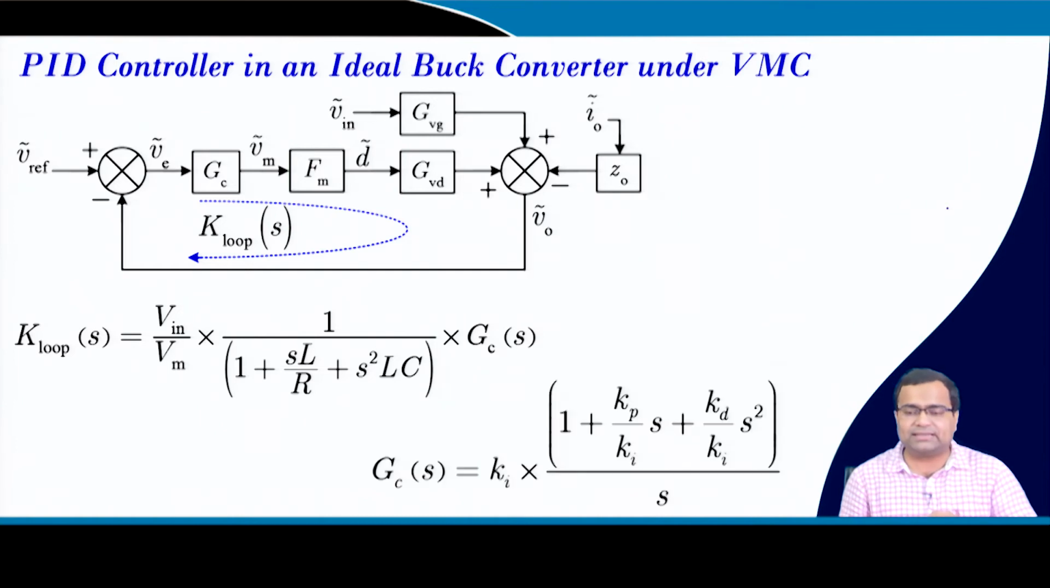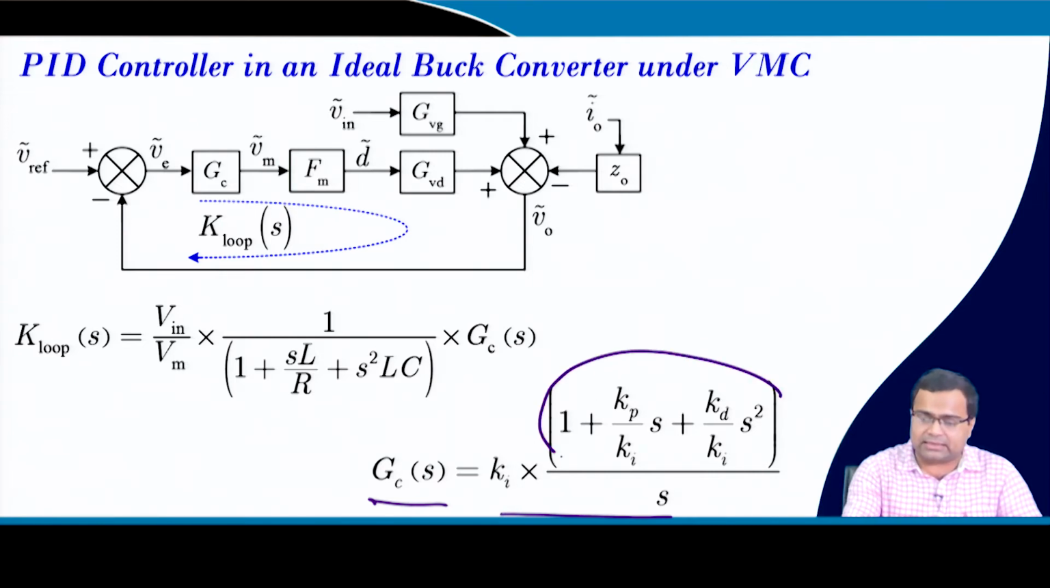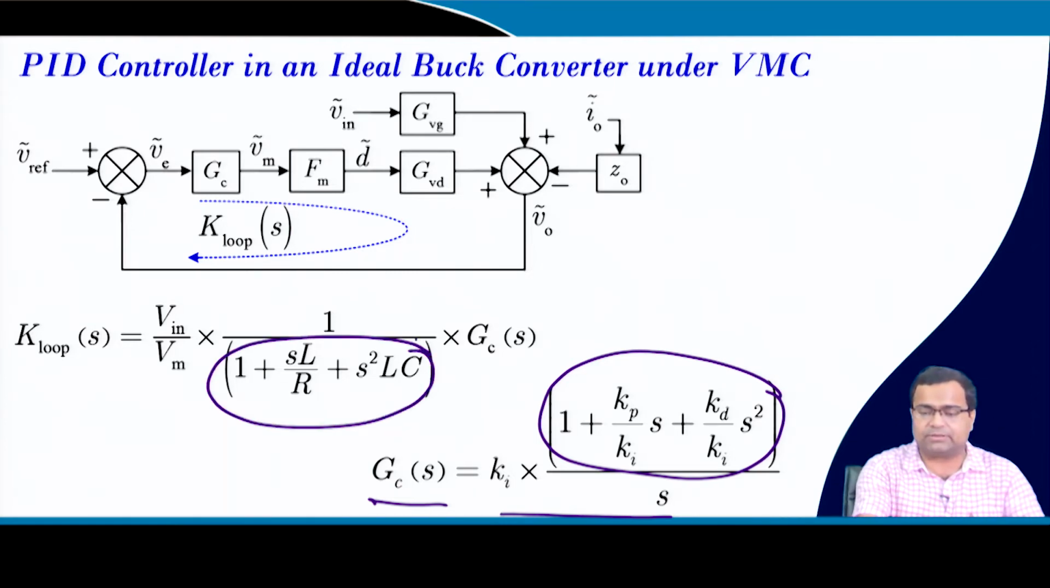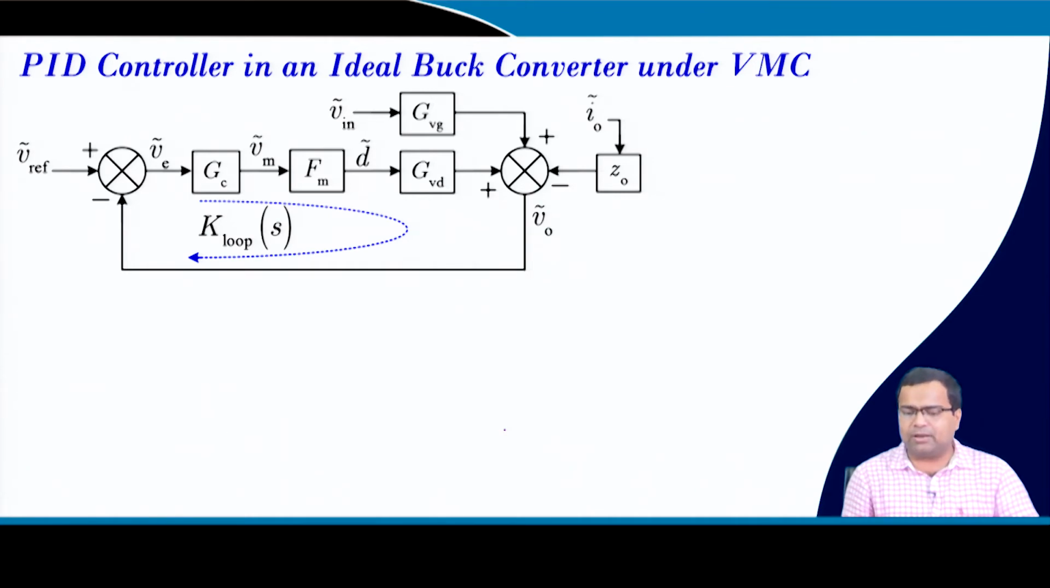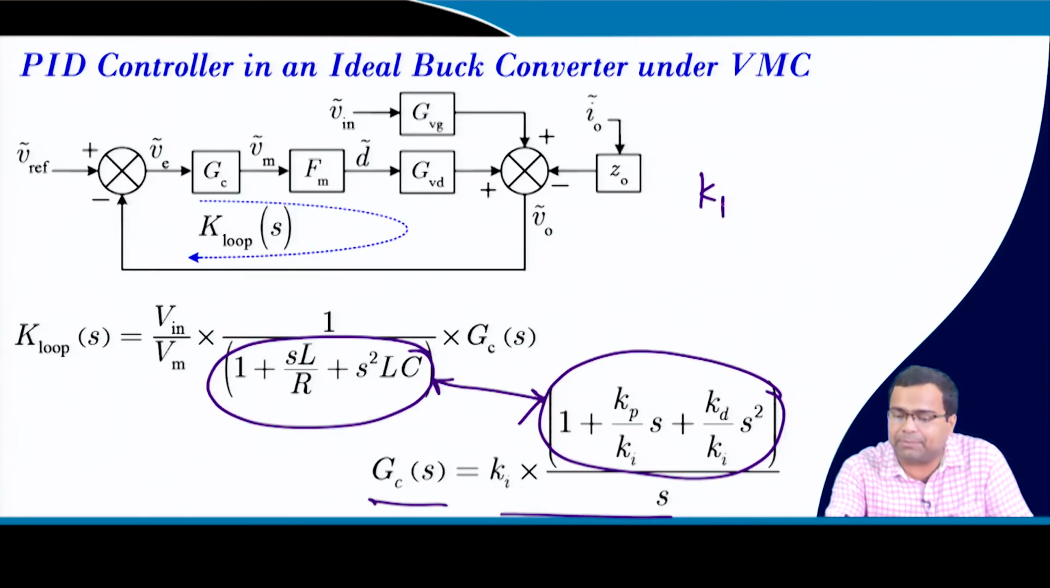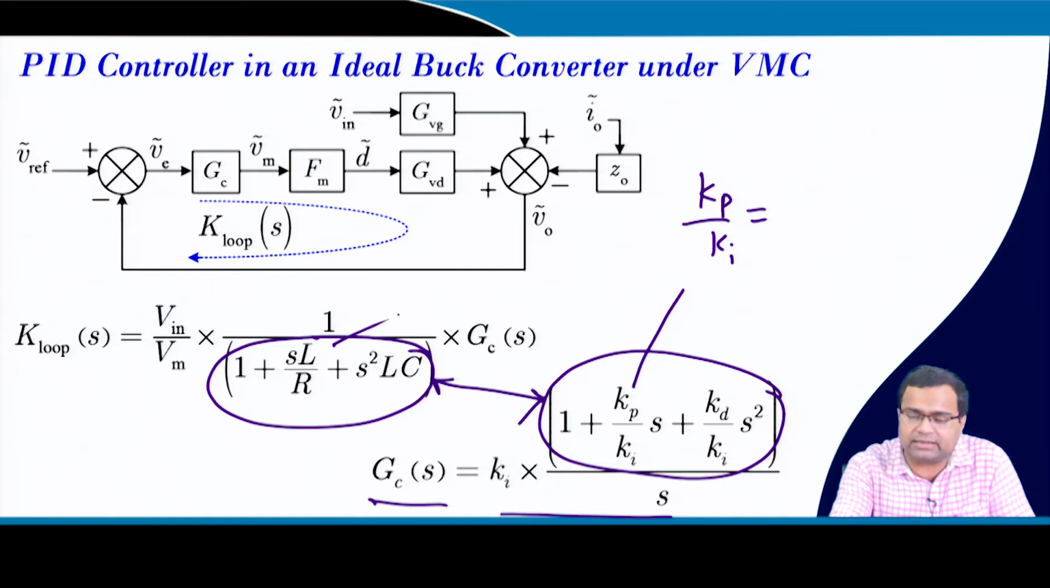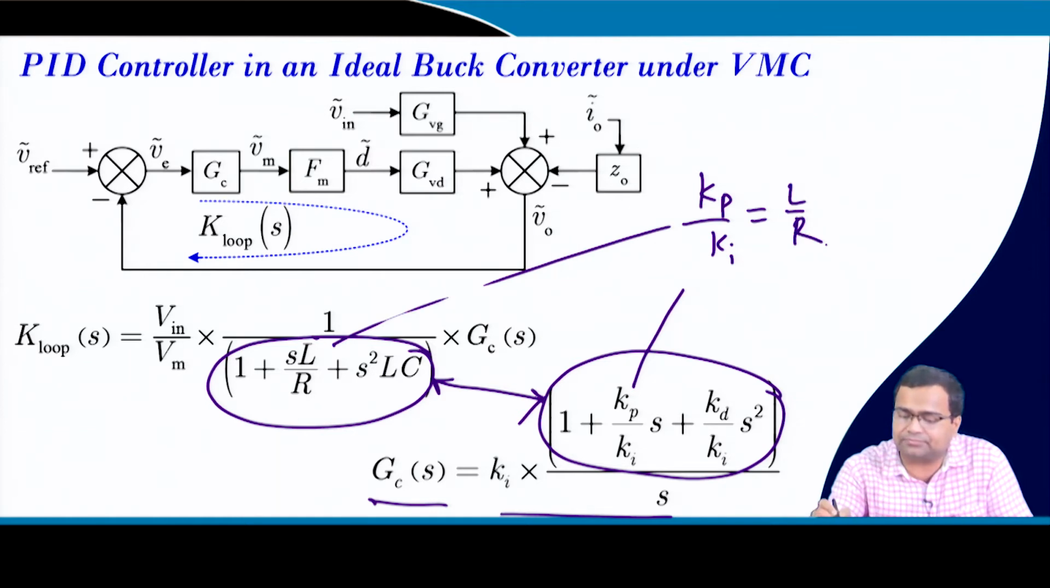Now, if you want to compensate this, what should we do? The controller transfer function can be written like this. Suppose we are going for stable pole zero cancellation, and we want to cancel these two terms. If you do that cancellation, then from the polynomial you can find that Kp by Ki, which is this term, will be equal to this term, L by R. Similarly, Kd by Ki will be equal to LC.